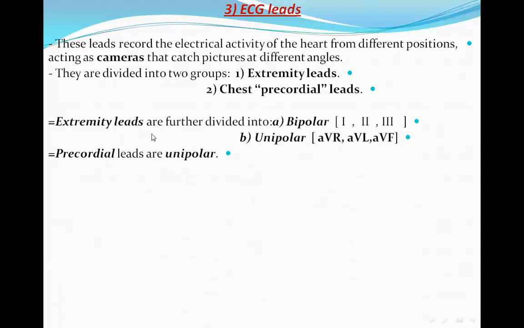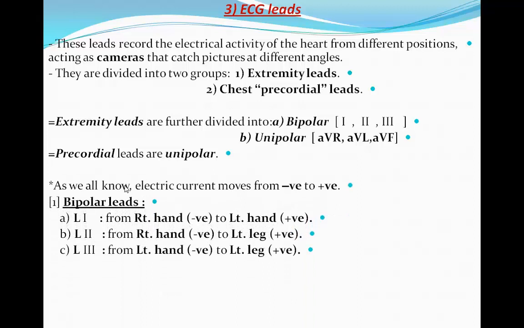The extremity leads are further divided into bipolar and unipolar. Bipolar, these are 1, 2 and 3. Unipolar, AVR, AVL, AVF. Precordial leads are unipolar. What is the meaning of unipolar and bipolar? Unipolar means has one pole and records the electrical activity in relation to zero potential. Bipolar means it has a negative pole and a positive pole.